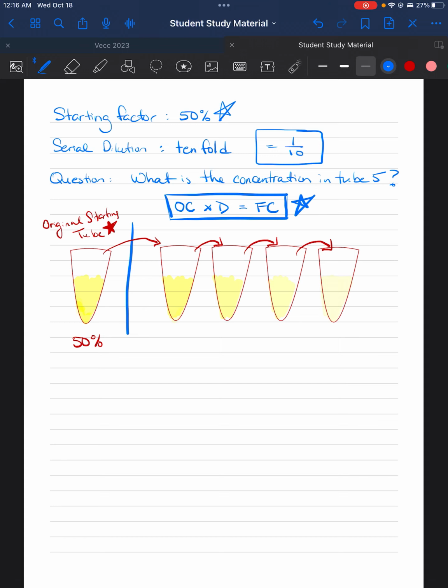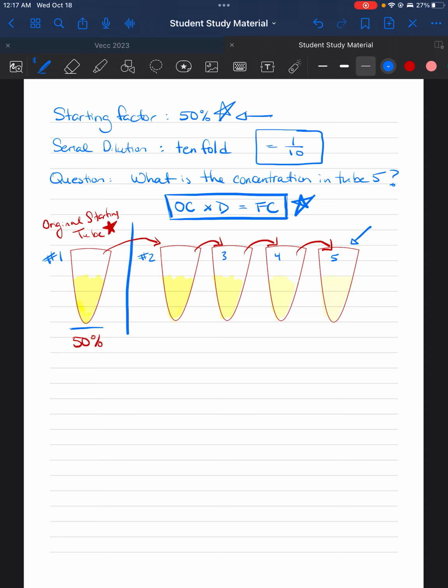So first, let's figure out what tube 5 means. Remember our starting tube, which is going to be our first one. We said our starting factor was 50%. So this is tube number 1, okay? And then our next one over here is going to be tube number 2, and then obviously number 3, 4, and then 5. So our question, what is the concentration in tube 5, is we're looking for the concentration in this tube here.